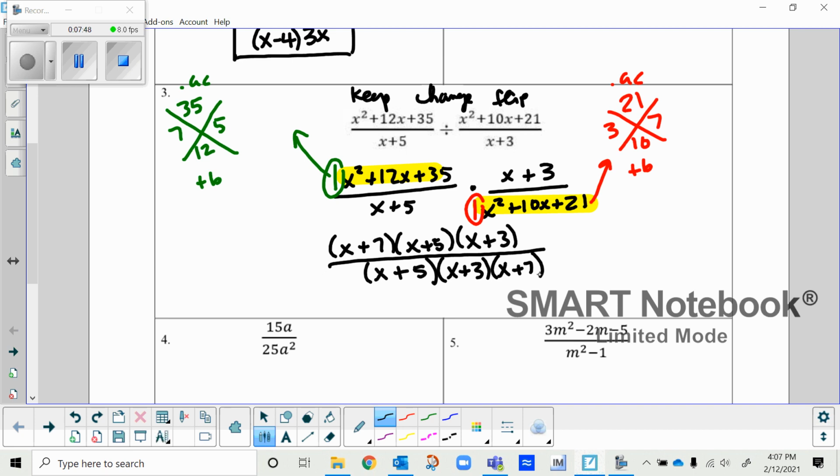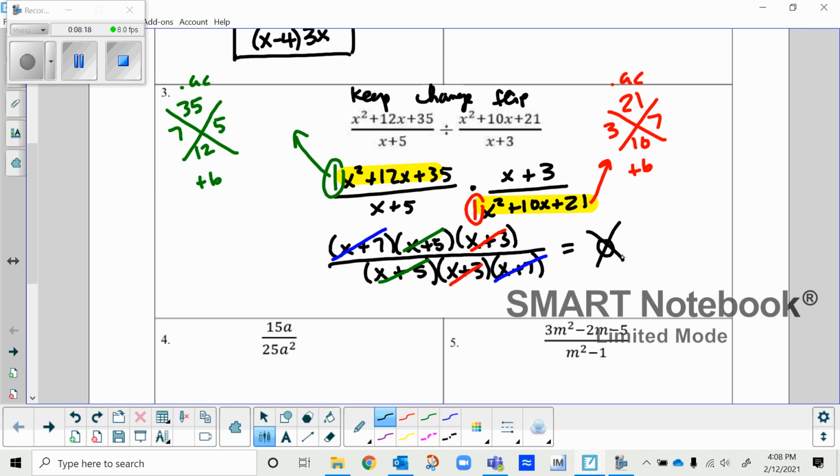And now I look for common factors in the top and bottom, in the numerator and the denominator. I see x plus 7s, so I can cancel those. I see x plus 5s, so I can cancel those. And I see x plus 3s. Now, everything cancels out, so you might feel like the answer is 0, but that is wrong, okay? So we don't actually have nothing left.